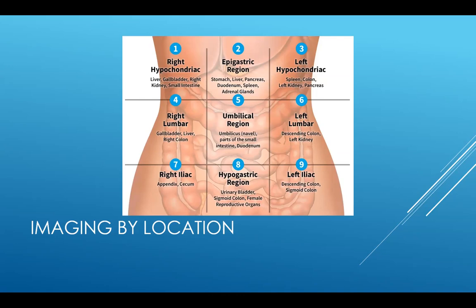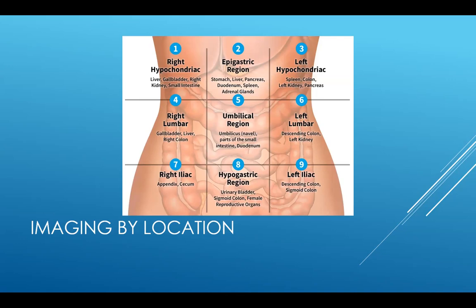Umbilical region, so the umbilicus, parts of the small intestine, and the duodenum. So we'd be thinking about bowel obstruction. So that's IV contrast, PO, IV contrast. Epigastric region: stomach, liver, pancreas, duodenum, spleen, and adrenals. Primarily we're worried about some sort of gastric pathology, so we can probably not do much imaging here. We may do a chest x-ray to look for free air under the diaphragm. We could also do a CT with contrast.